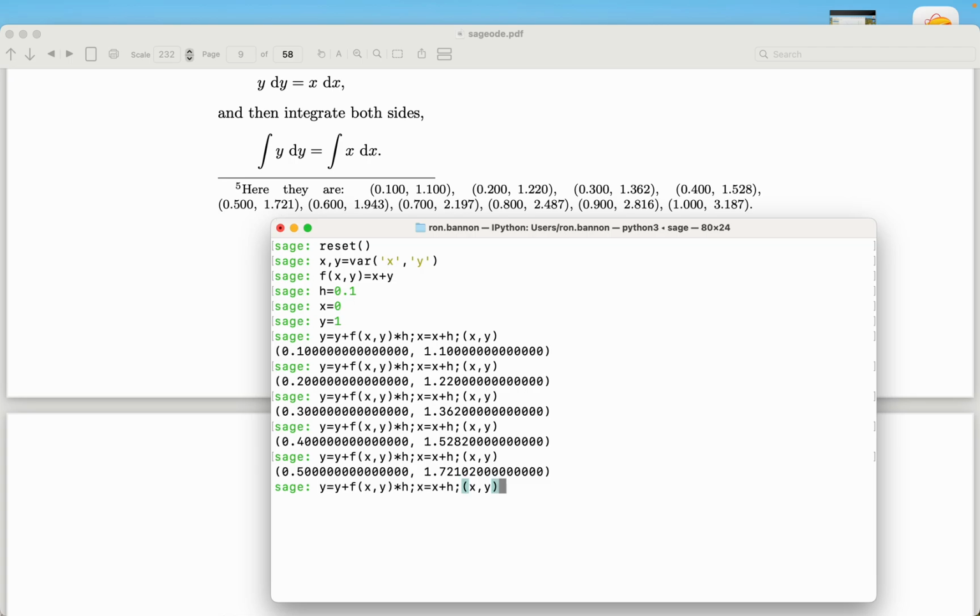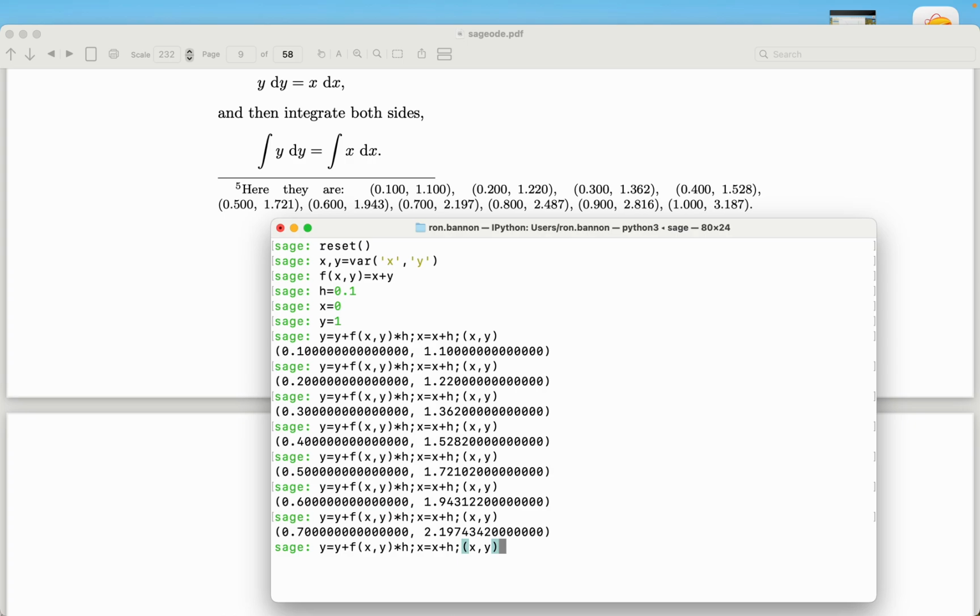Let me do the next one. What's that going to be? 0.6 and then 1.943. Again, I'm rounding it. Let's do the next one. What are you going to get? 0.7, 2.974, blah, blah, blah. Let's do the next one.